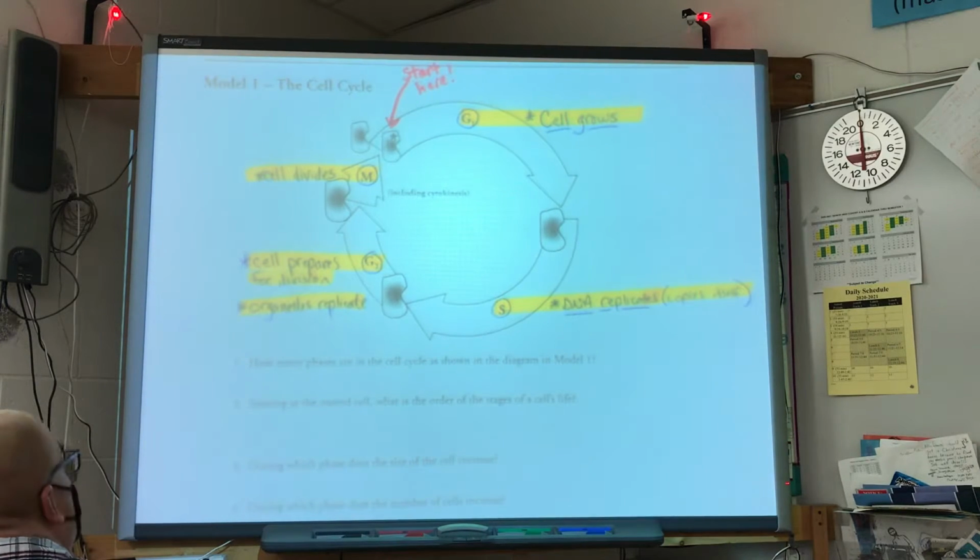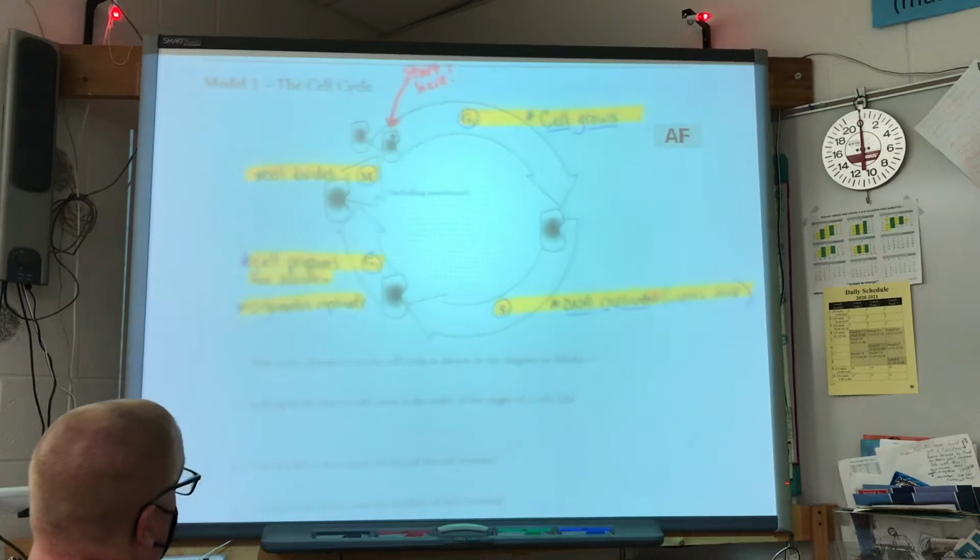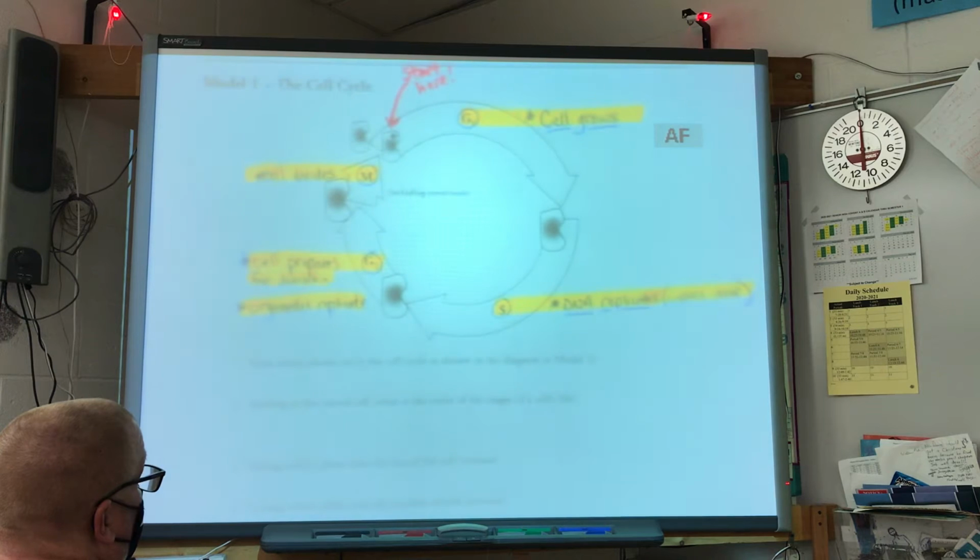What does the phase G2 say? It says cell prepares for division and organelles replicate. Okay, so this is the cell cycle. This is occurring all the time in your body. Why does a cell divide?